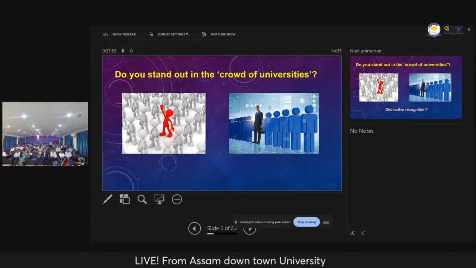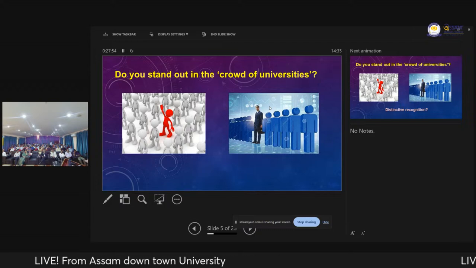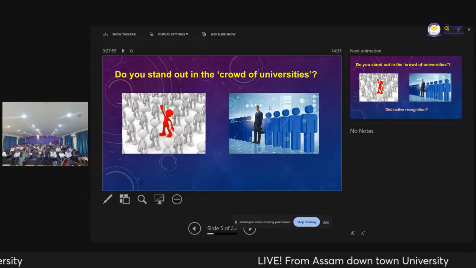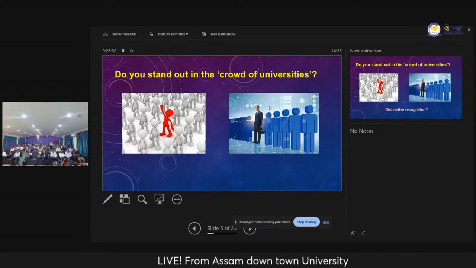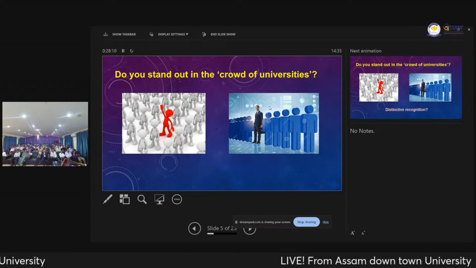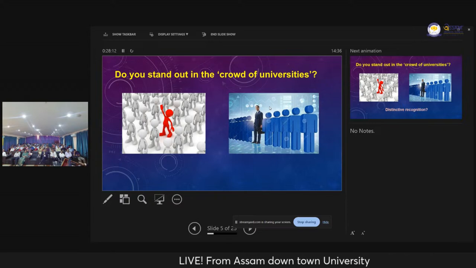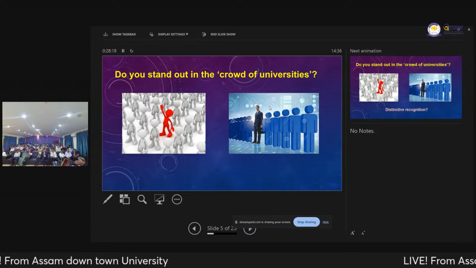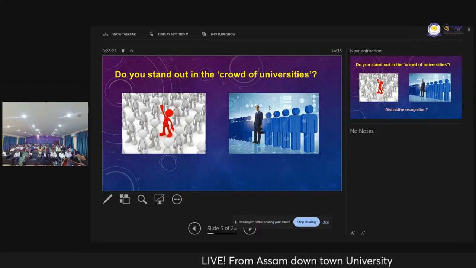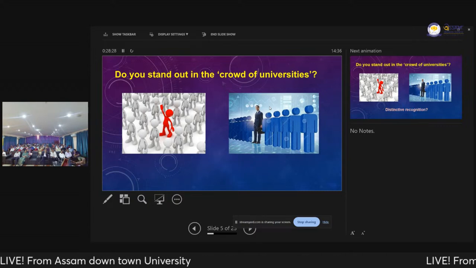When it comes to universities, you need to stand out from another university. It's very important. It's the duty of the faculty members and administrators to make sure that you are doing something unique, something innovative, and teaching the students something for society. That's all that matters.